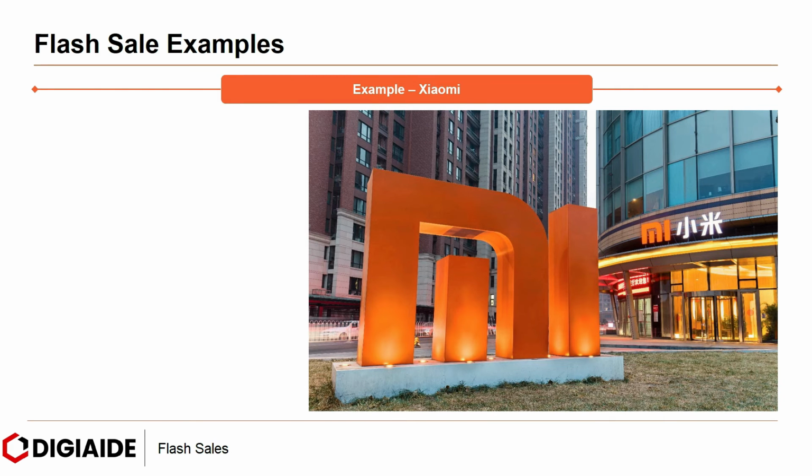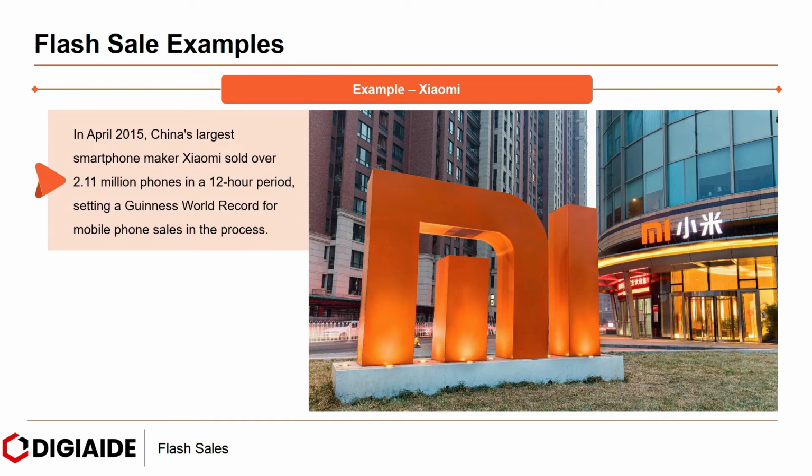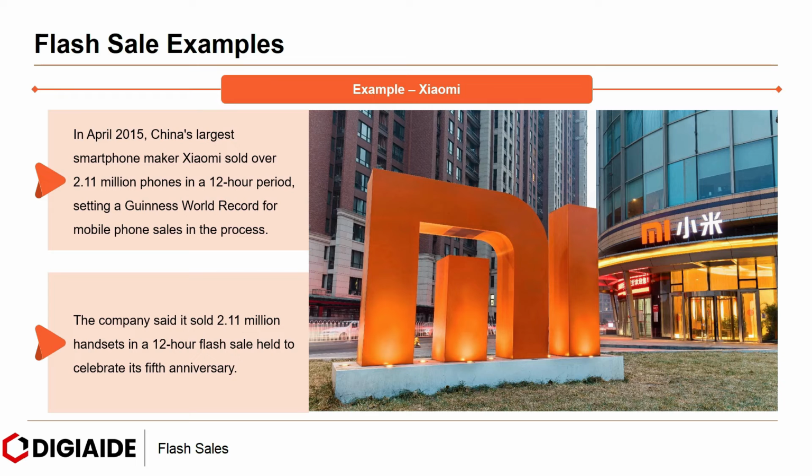Next, Xiaomi. In April 2015, China's largest smartphone maker Xiaomi sold over 2.11 million phones in a 12-hour period, setting a Guinness World Record for mobile phone sales in the process. The company said it sold 2.11 million handsets in a 12-hour flash sale held to celebrate its 5th anniversary.